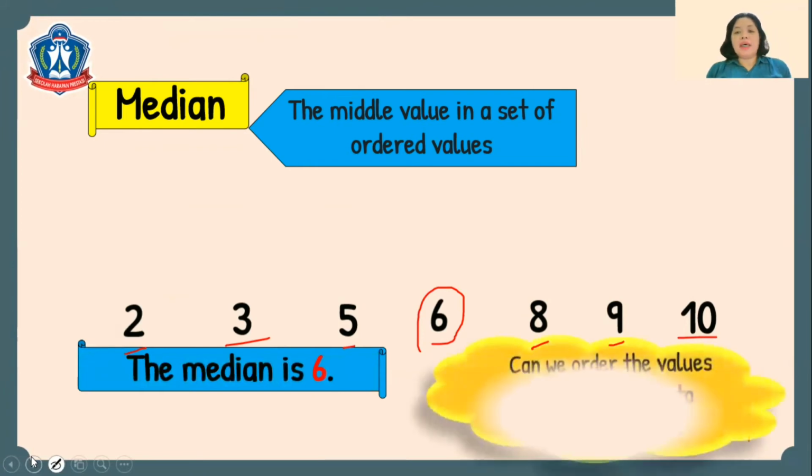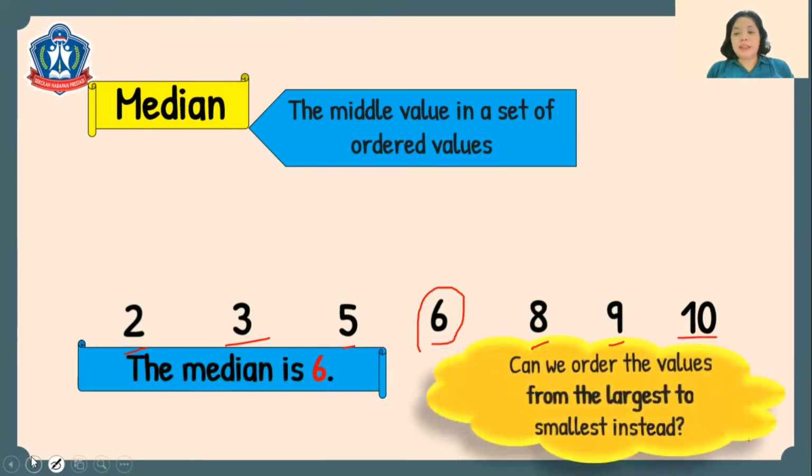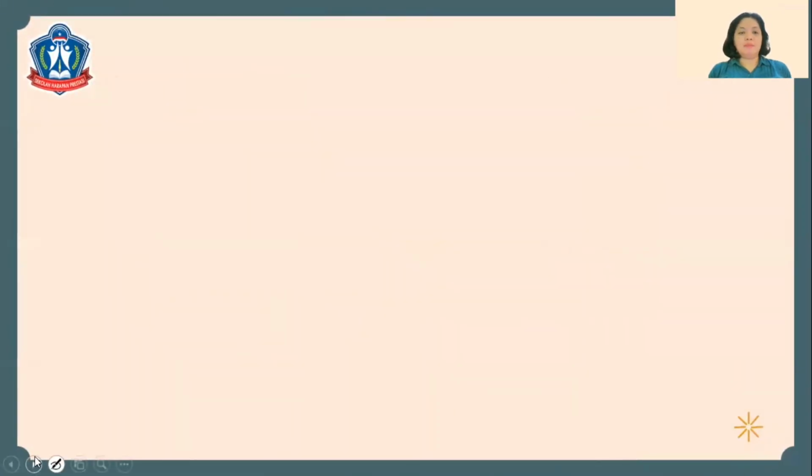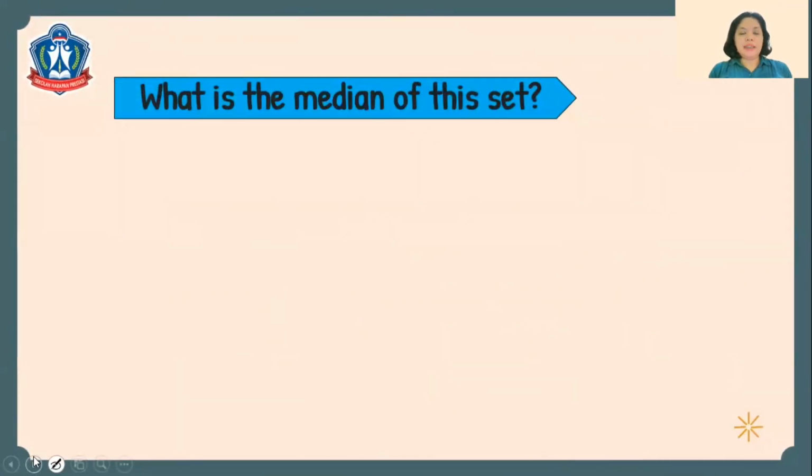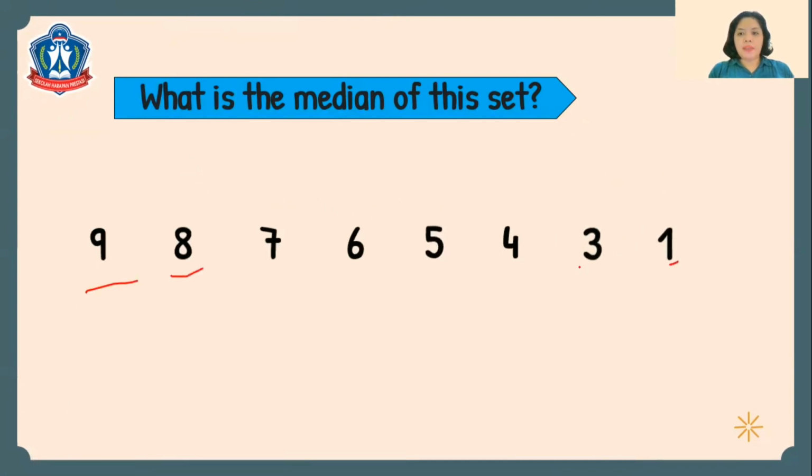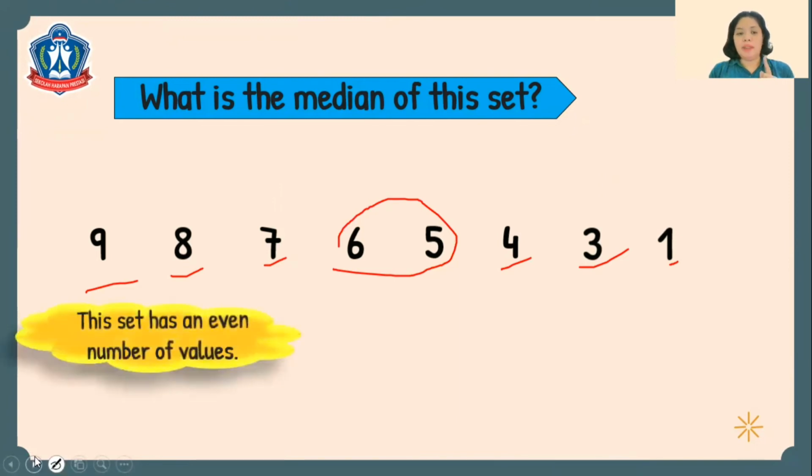Okay. Can we order the values from the largest to the smallest instead? Yes, of course. For example, I have here another set, and let's order this from the biggest to the smallest value. Then let's find the median. So we have 9, 1, 8, and 3, 7, and 4. See, we have 2 medians. But in a given set, children, we should have only 1 median.